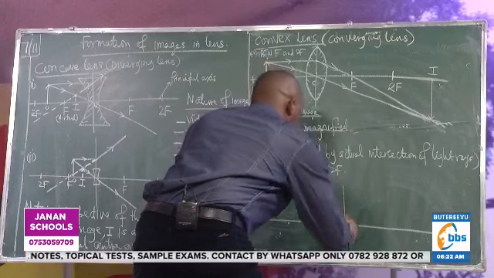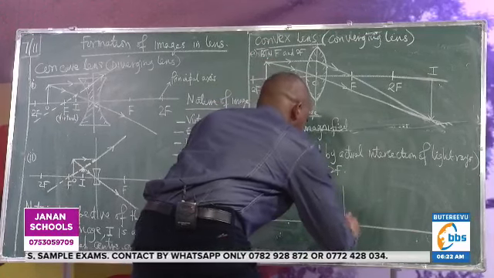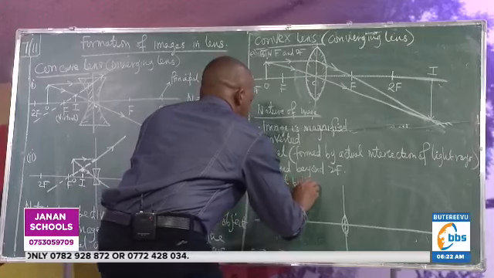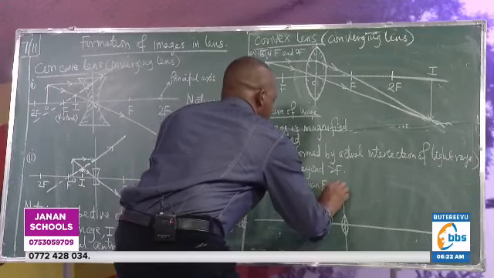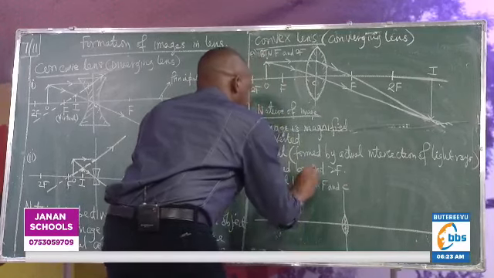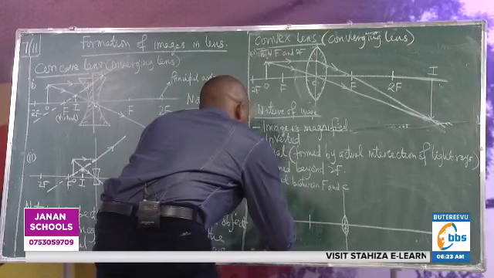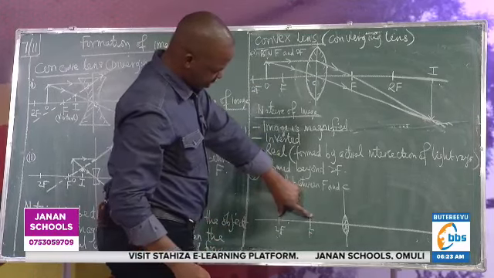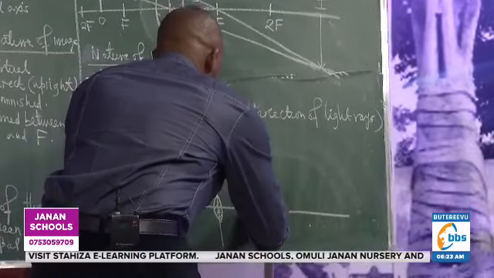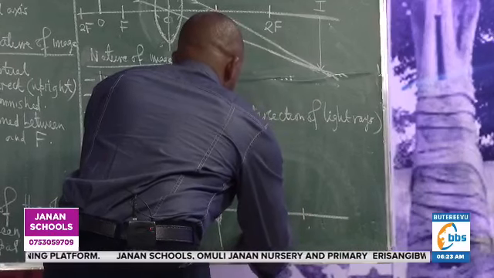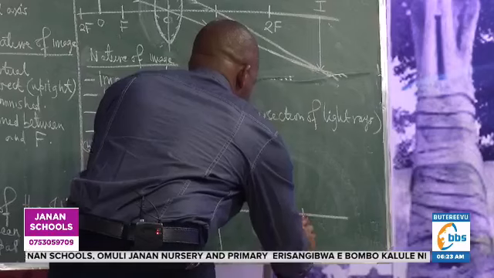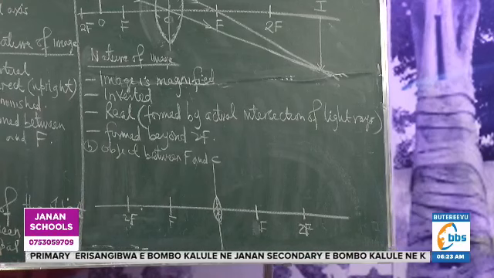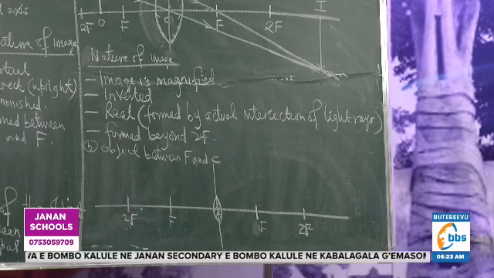The second case I want to look at is the case where the object, for a convex lens or a converging lens, is between F and the optical center C. The assumption again here, students take note, is that the distance between F and 2F and the optical center is always supposed to be equal. So when you're drawing your diagram, you must ensure that if you have a ruler, the distance between the optical center and the principal focus and the optical center and the center of curvature should always be the same.